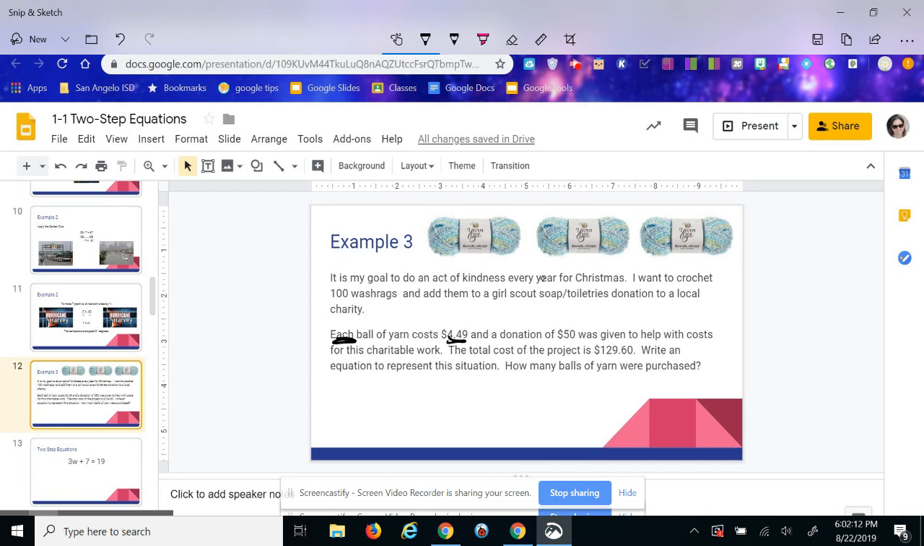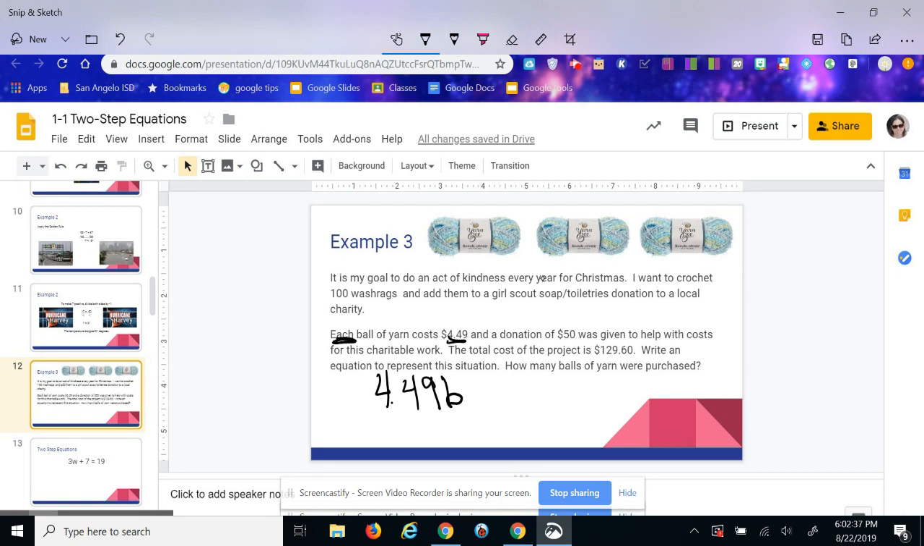So we're multiplying 4.49 times something, some variable. And it doesn't always have to be X, even though that's the one we like, right? We want our variable to relate to the problem. So I'm going to go with either a B for ball, or I could say Y for yarn. I'm going to use a B.